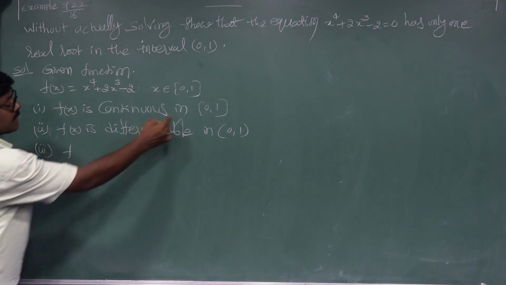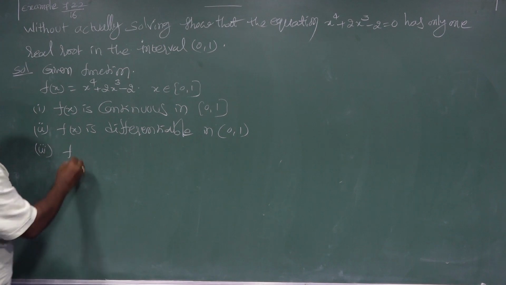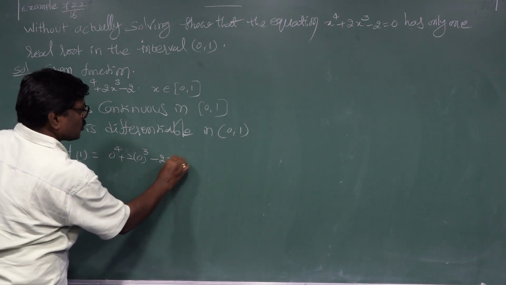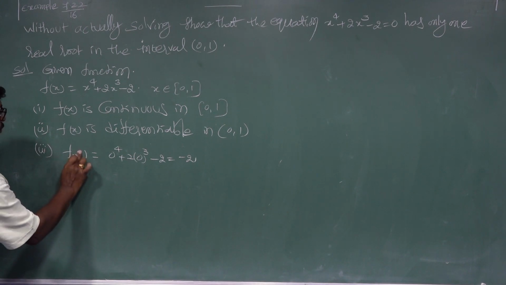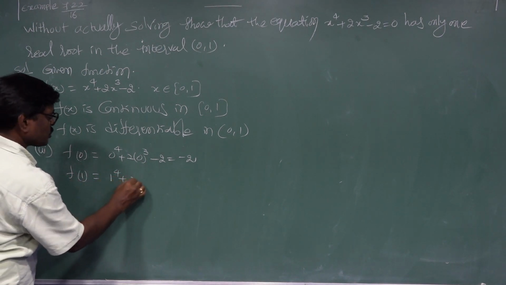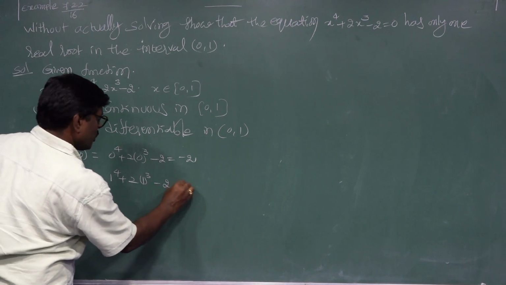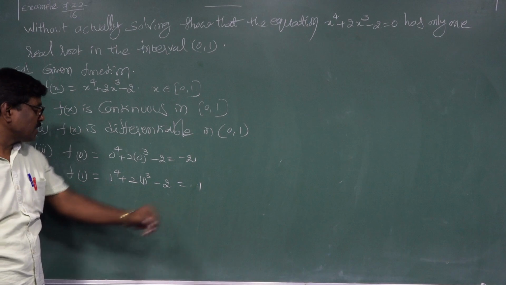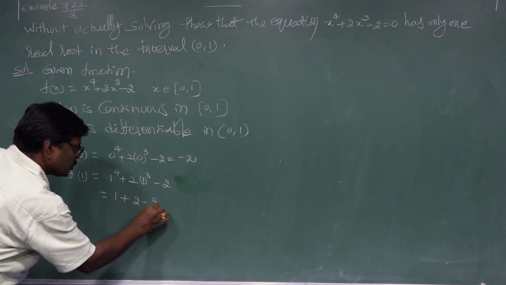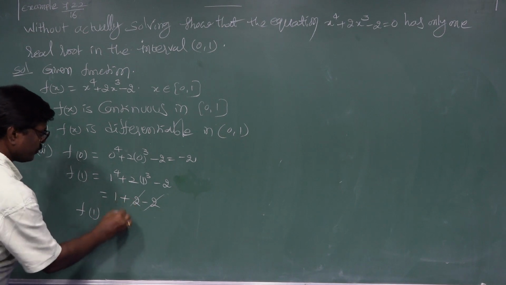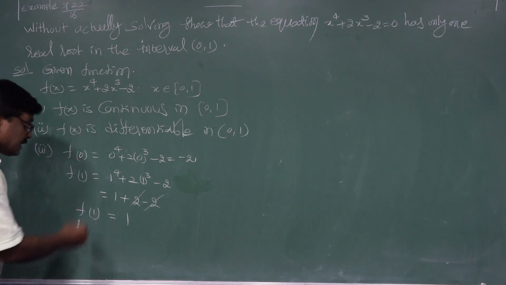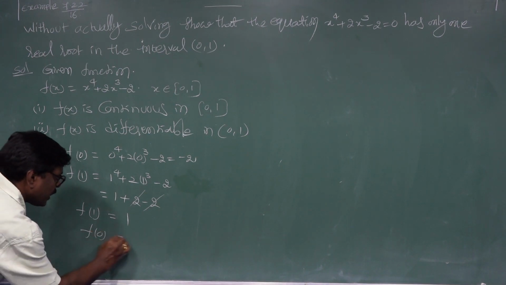Suppose a = 0, b = 1. f(0) = 0^4 + 2(0)^3 - 2 = -2. f(1) = 1^4 + 2(1)^3 - 2 = 1 + 2 - 2 = 1. So f(0) = -2 and f(1) = 1. These are not equal; f(0) is not equal to f(1).